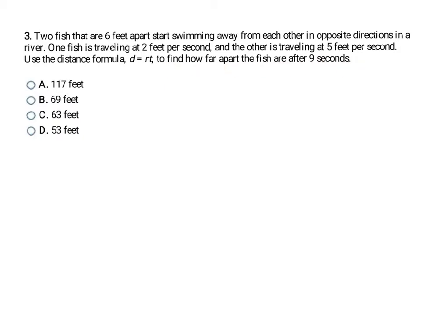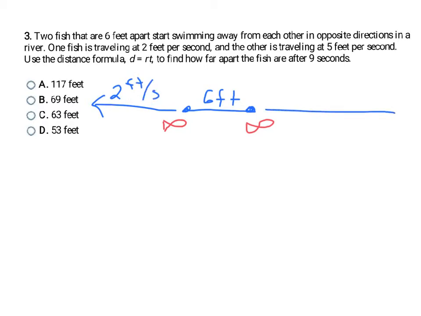So I'm going to draw a picture to help me. So I have these 2 fish. And they start out 6 feet apart. You have one fish that's traveling at 2 feet per second. And you have another fish that's traveling in the opposite direction at 5 feet per second. And they travel 9 seconds.